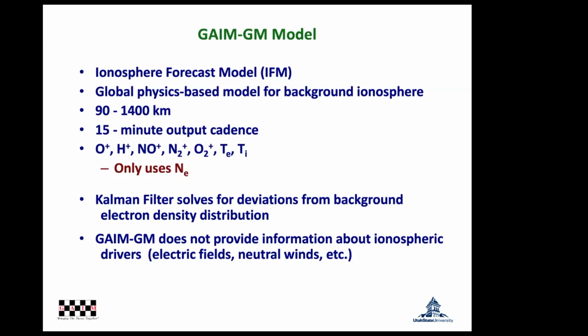This slide provides a brief description of the GAME-GM model. The ionospheric forecast model is the global physics-based model for the background ionosphere. This model covers 90 to 1400 kilometers in altitude. The data assimilation cadence is 15 minutes. The model covers the E region, NO+, N2+, O2+, and the F layer and topside, O+, and H+, and the electron ion temperatures. However, only the electron density is used by the GM model.